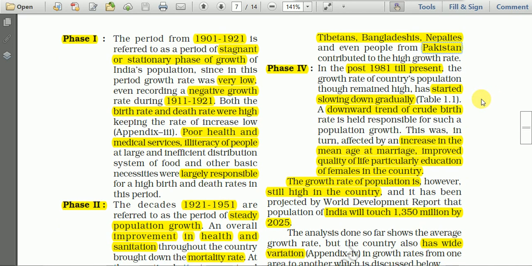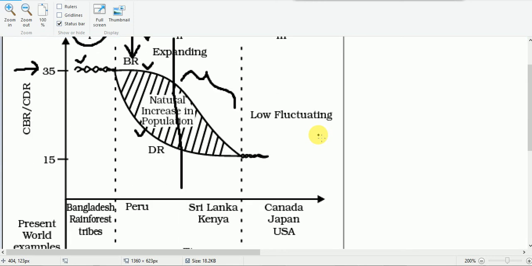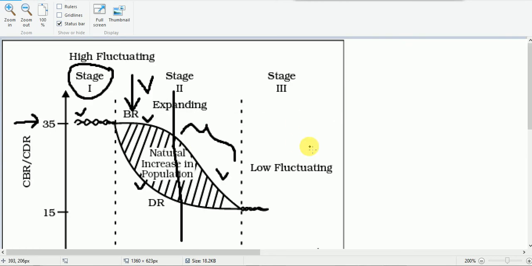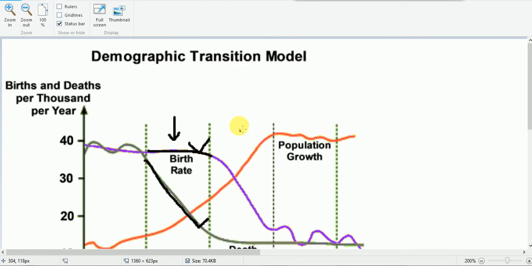And this phase 3 of population growth in India can be compared with the latter part of stage 2 in the 3-stage model of demographic transition theory. We can compare phase 3 of India's population growth with the latter part of stage 2 here. And if we compare with the 4-stage model, it can be compared with stage 3.